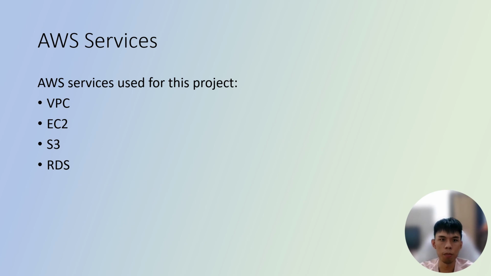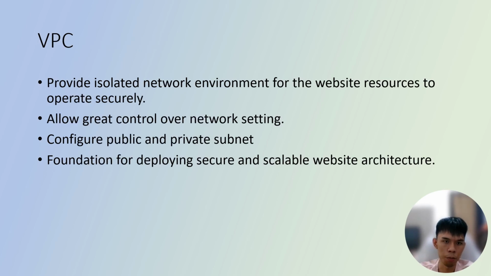So there are four AWS services we are using, which are VPC, EC2, S3, and also RDS. VPC provides an isolated network environment for the website resources to operate securely. It allows great control over the network settings, including IP addressing, routing, and also security.